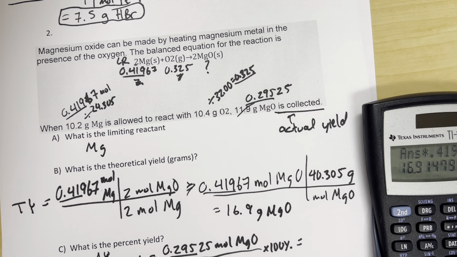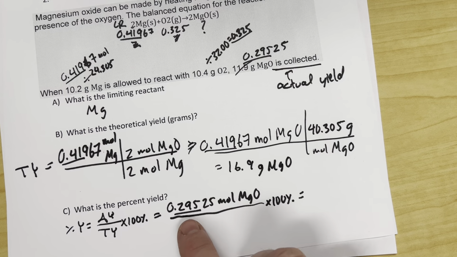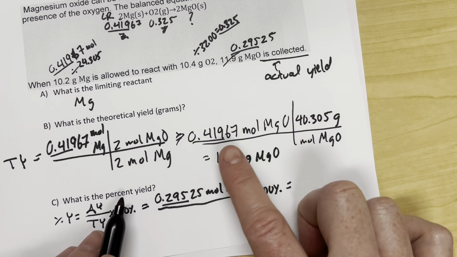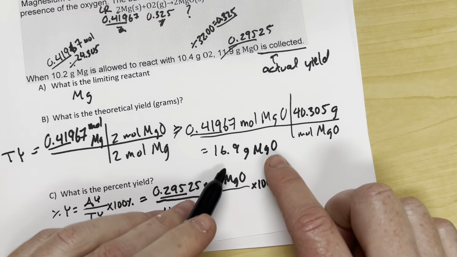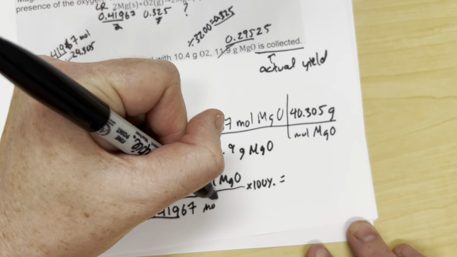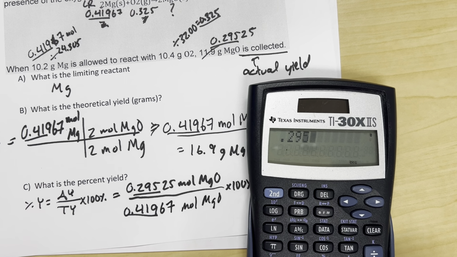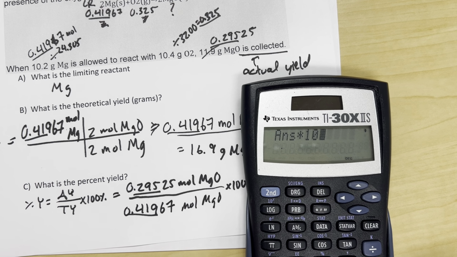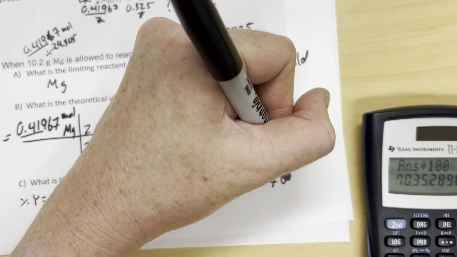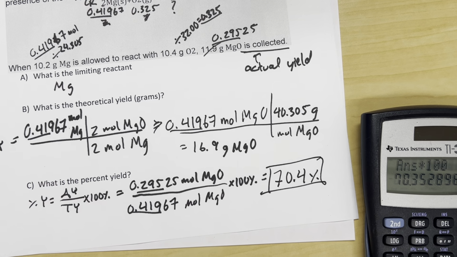All right, so hopefully that helped, and now we can move on to the bottom part of the percent yield. So we now have a theoretical yield. It was 0.41967. Why am I choosing mole instead of the grams? Because this is mole, therefore this must also be mole of MgO. So 0.29525 divided by 0.41967 times 100% gives me 70.4% yield, and I know I kept all the sig figs all the way through, so that should be a valid answer.